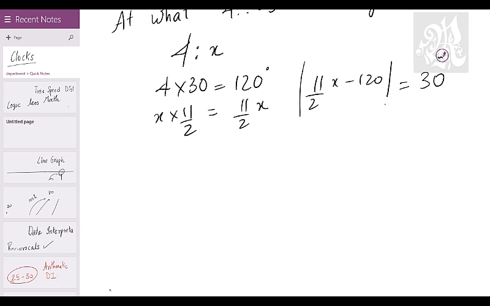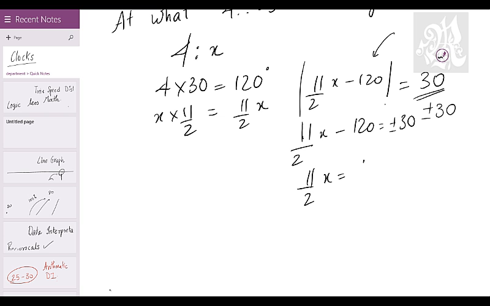Now when we remove the mod, what happens? Mod means this is an input which will have an output of 30. But the input can be both minus 30 and plus 30. So when we remove the mod, it becomes plus or minus 30. That's the rule of mod. So 11 by 2x is going to be 120 plus minus 30.